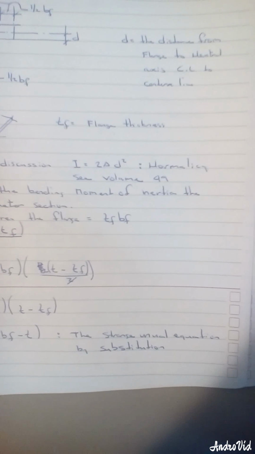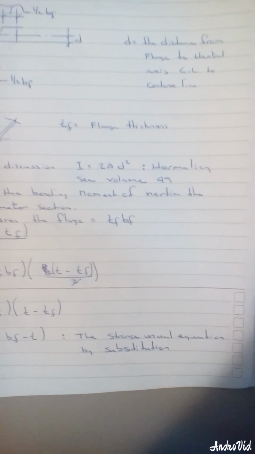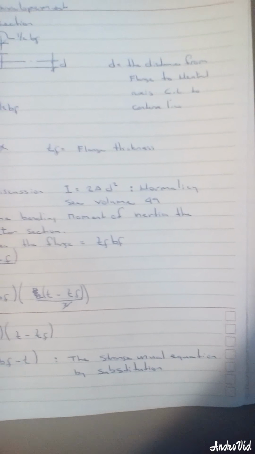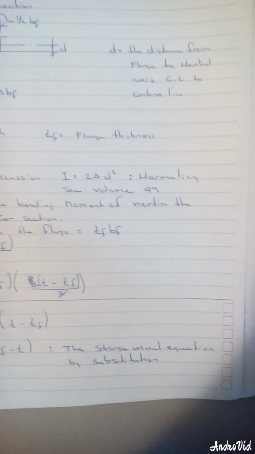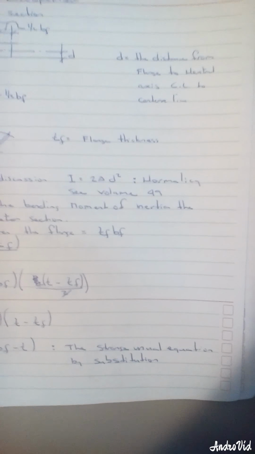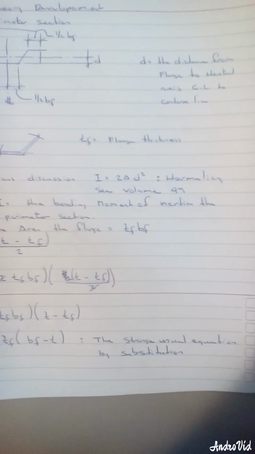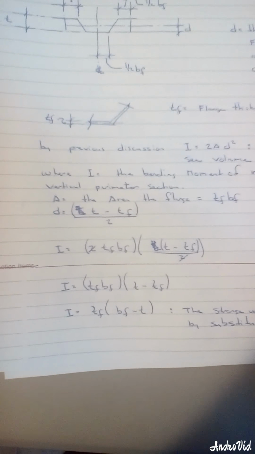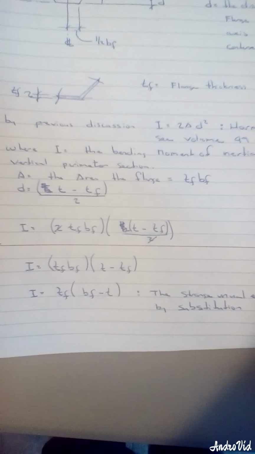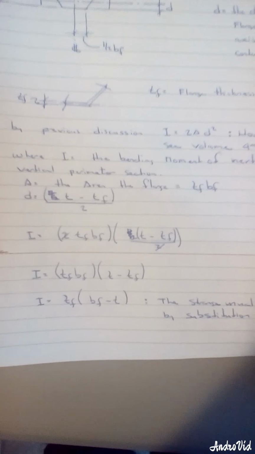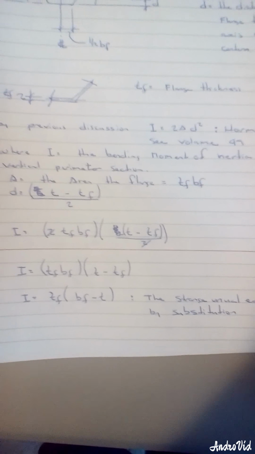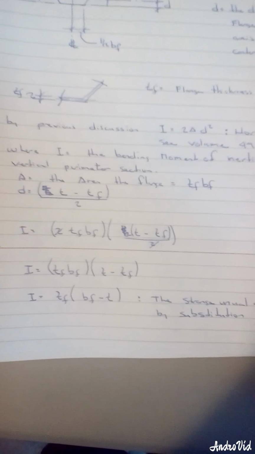And we go down here, that by previous discussion, one can realize by calculation that the moment of inertia I is equal to 2 a sub f, 2 times the area of the flange, times the distance from the center line of the flange to the neutral axis. And that's normal, and you can see volume 49 for that condition, where I is the bending moment of inertia of the vertical perimeter section. A is the area of the flange, and that's equal to t sub f times b sub f. That's the thickness of the flange times the breadth of the flange.